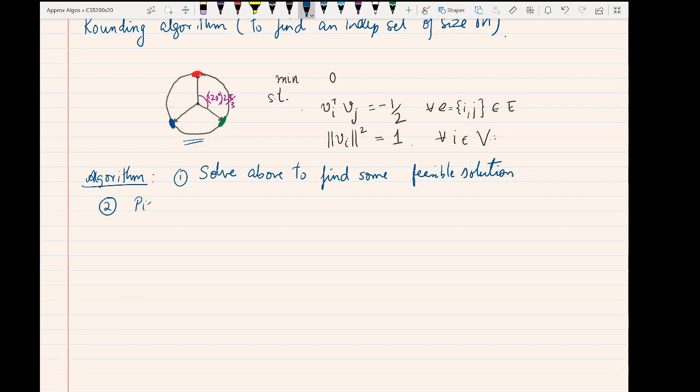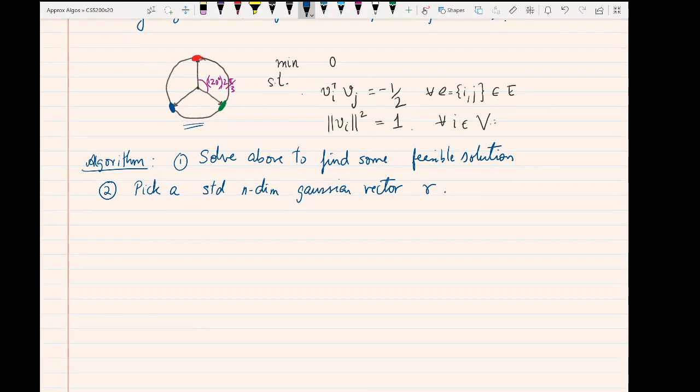Now you pick a standard n-dimensional Gaussian vector, which I'll call R, and we find the set I0, which is the set of i such that the inner product of R transpose with Vi is greater than or equal to T. So we'll set T to be some threshold, and we want the inner product to be larger than that threshold. Then we'll call the set I0.